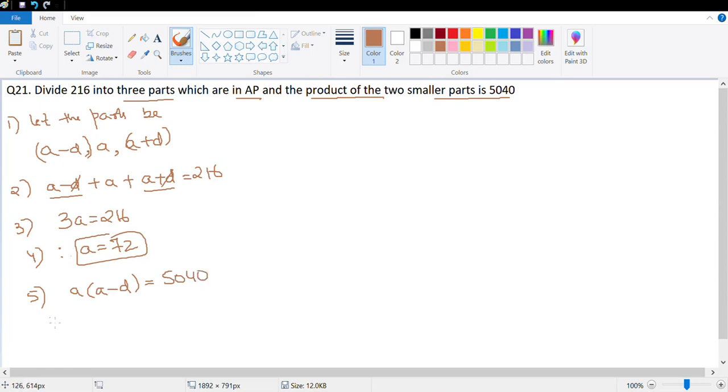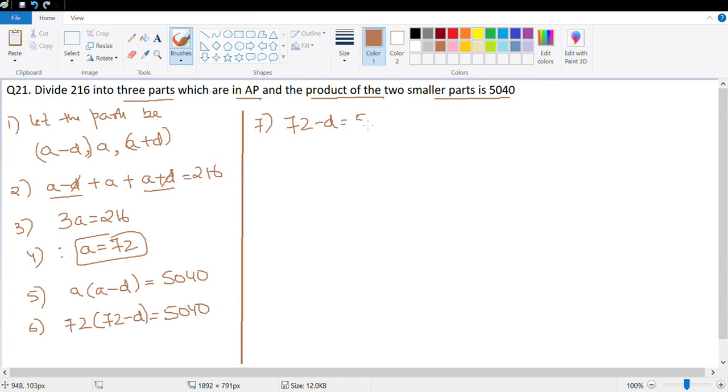I know a is equal to 72. So 72 times (72 minus d) is equal to 5040. Dividing both sides by 72, I get 72 minus d is equal to 5040 upon 72. 5040 is divisible by 9, the sum of digits is 9. The denominator is also divisible by 9.